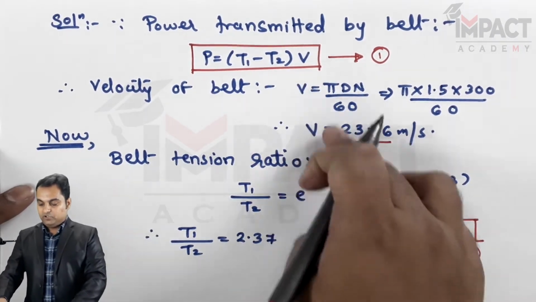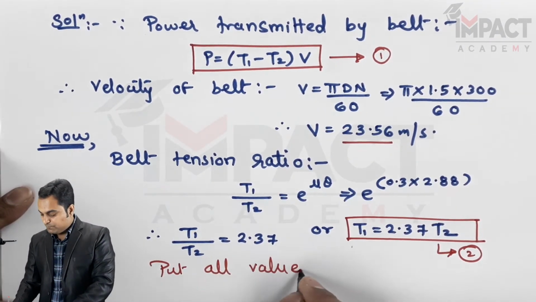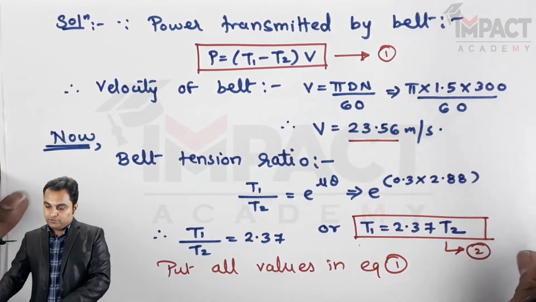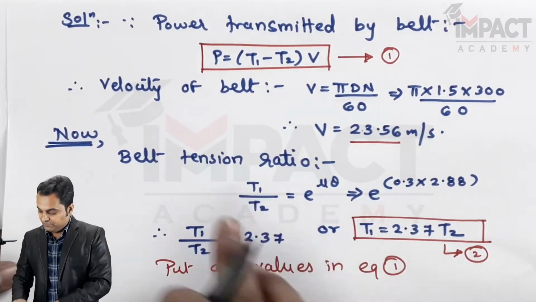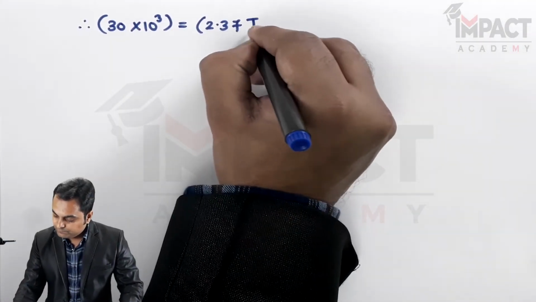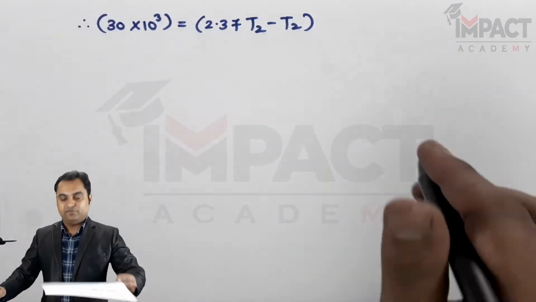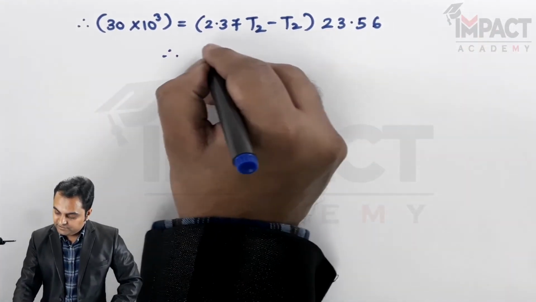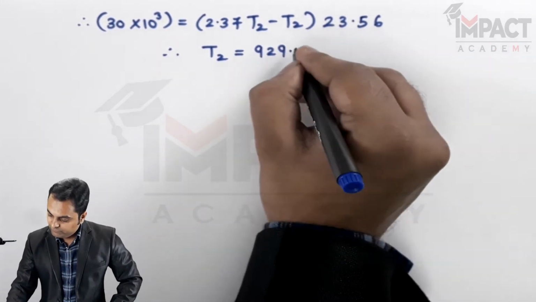Putting the value of T1, velocity and power in equation number 1. So put all values in equation 1. Therefore, power is 30 times 10 raised to 3. In place of T1, it is 2.37 times T2, minus T2, into the velocity of belt, which is 23.56. So on calculating this, I am getting the answer of T2. It is 929.45 Newton.